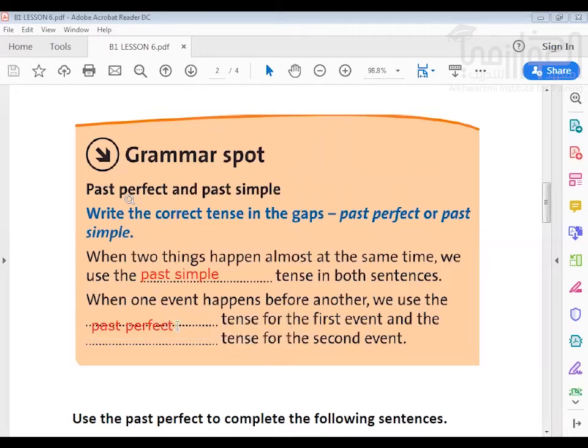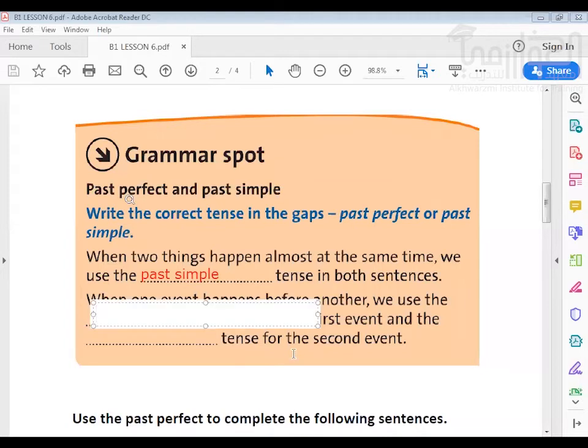We use the past perfect for the first event, and the past simple for the second event. So the past simple will be here. So this is how we use them: the past perfect tense for the first event, and then the past simple. It seems you don't see this very well, so let me write it better for you.